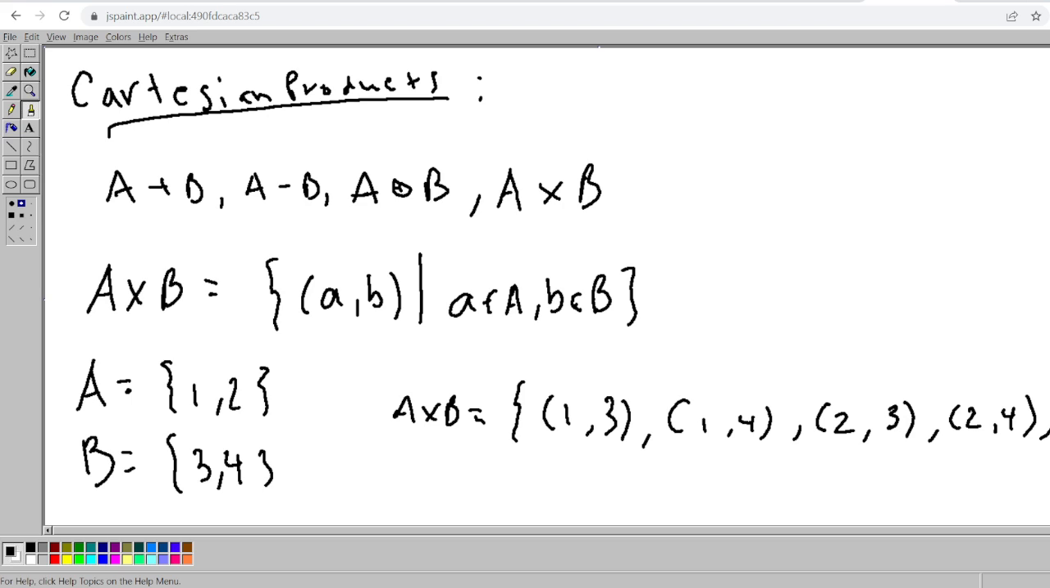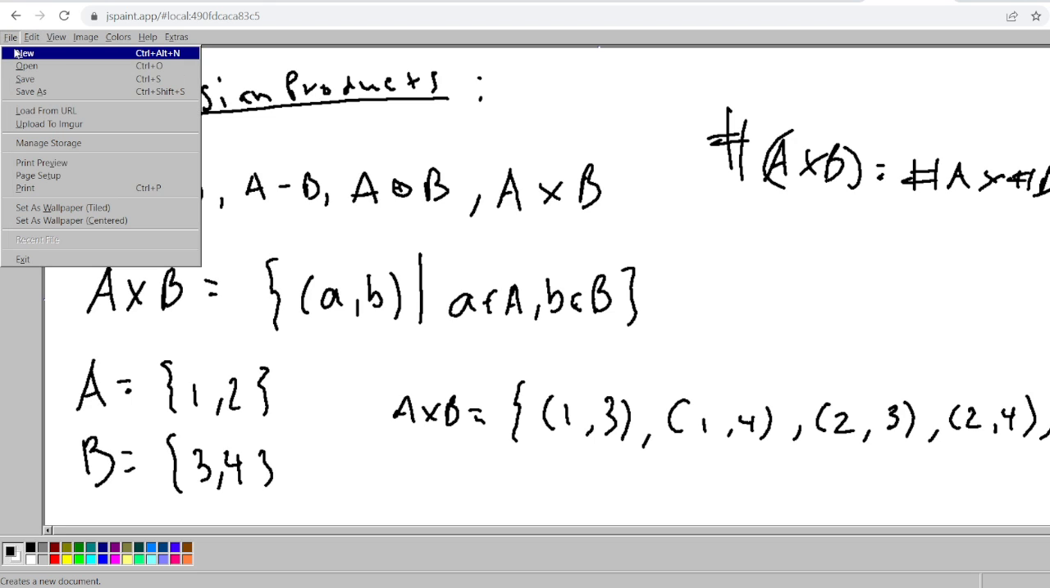Just in a nutshell. And I believe there's a strict definition: the cardinality of A times B is equal to the cardinality of A times the cardinality of B. That's pretty obvious to me. Cardinality here 2, cardinality here 2, you get a cardinality of 4. And if B had another element, say 5, it'd be 3 times 2, 6, and you'd have 6 elements in A cross B. But that is in pure essence what a Cartesian product is.